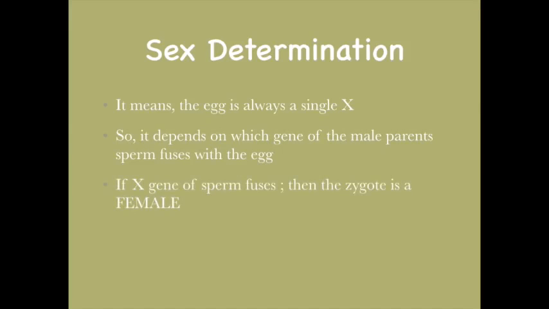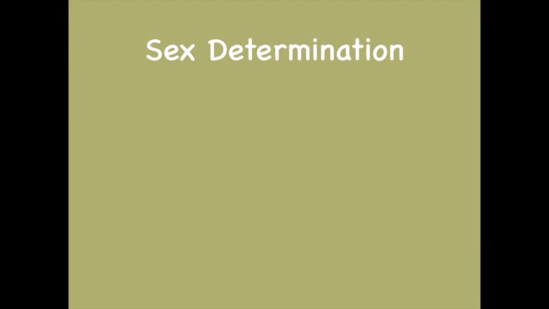So if the X gene of the sperm fuses, then the zygote will become a female. And if the Y gene of the sperm fuses, then the zygote will be a male. So it is just as simple as that. It's quite straightforward. Given below is a diagram illustrating the same thing. Please have a look.